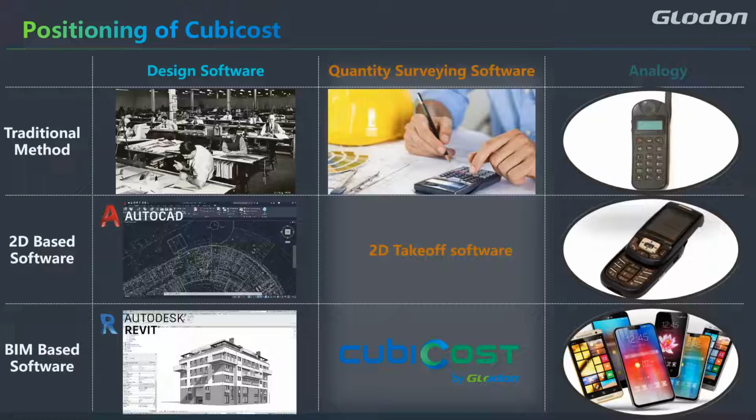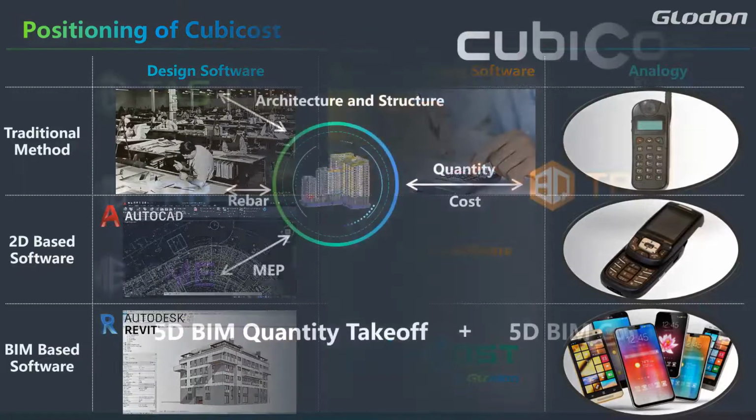Then if we use BIM-based software, we can create a 3D model by using Revit software. Then we can import that Revit file to quantity surveying software like Cubicos. Then we can quantify the building in a very short period of time. It's like a mobile phone. Yeah, it's very efficient compared to the Gadolbagger and the old cellular phone.